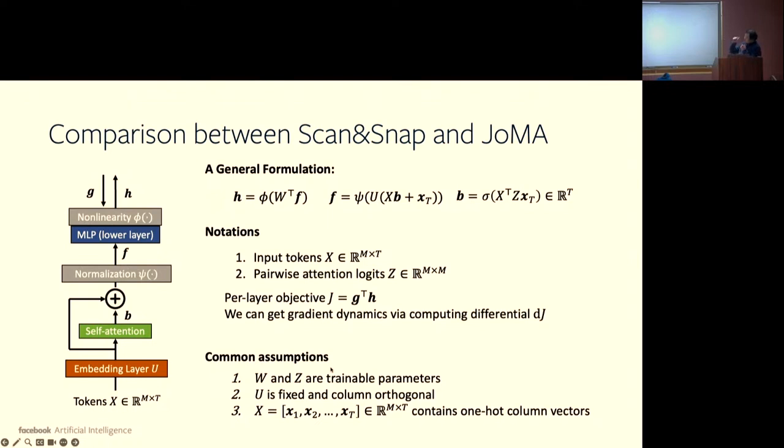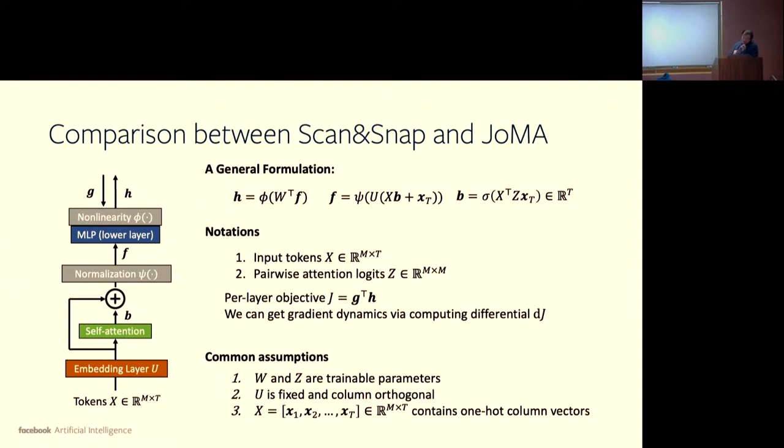First of all, the lower layer weights W and also the self-attention layer weights Z are both trainable parameters. In both works, we are not considering WK, WQ, WV, but we are treating this entire Z matrix as a trainable parameter. This is something that is different from what's practically happening. Second, this U, which is the embedding, is fixed and column orthogonal. This is another assumption that we make for both of the two papers.